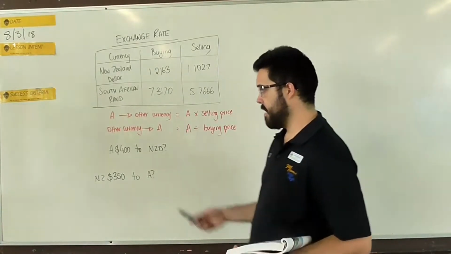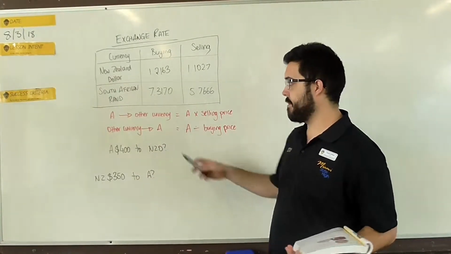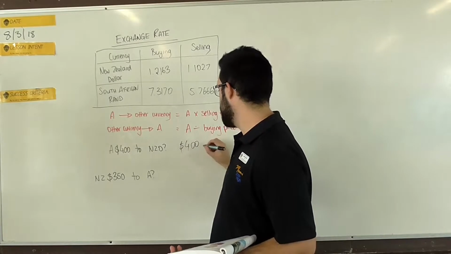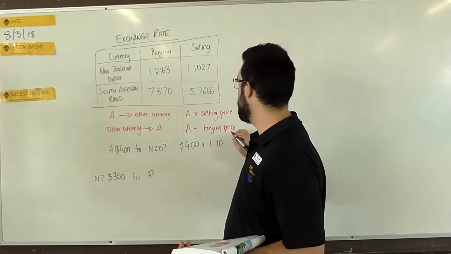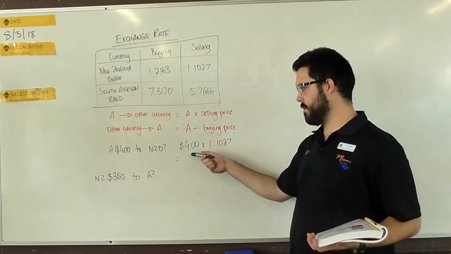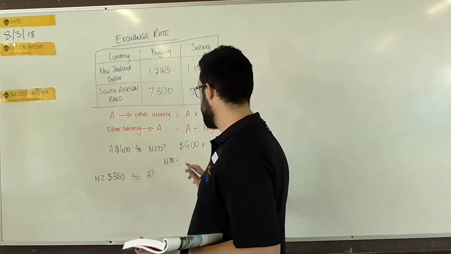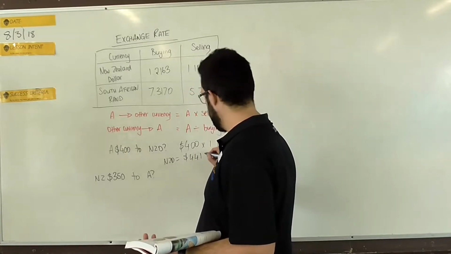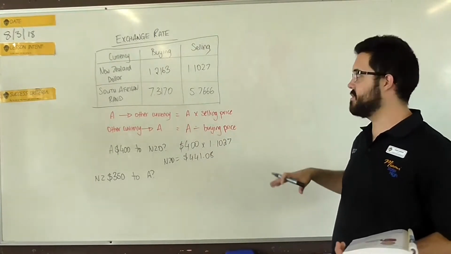Let's look at this in action. So I have 400 Australian dollars, the A400, and I want to convert it to New Zealand dollars. Well, let's look at my formula. I'm going Australian to another currency. So I do whatever my number is, so it's my $400, and multiply it by the selling price. So we go up to the table, we see our selling price is 1.1027. So I'll get a little bit more, right? Because I'm multiplying by 1 point something, so it should be a bit higher. So that in New Zealand dollars is then going to equal $441.08. So I've just converted my Australian to my other currency, which is my New Zealand dollars.